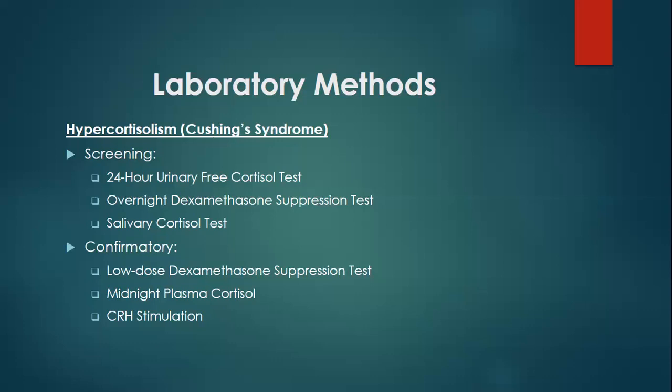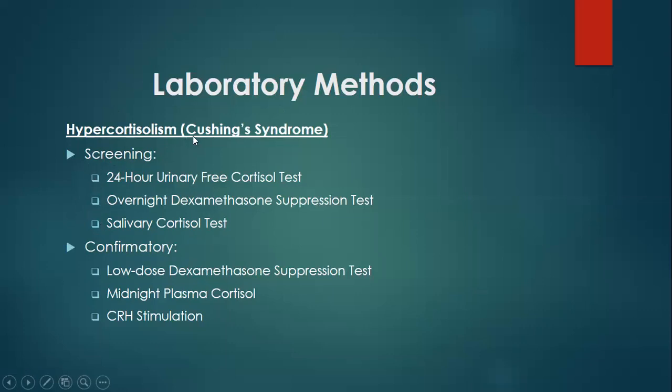So another test is your salivary cortisol test, wherein we use saliva to measure the amount of cortisol. Now, a confirmatory test for Cushing syndrome: supposing you have a positive result, a positive screening test, any of these screening tests for Cushing syndrome, you need to confirm it by these tests.